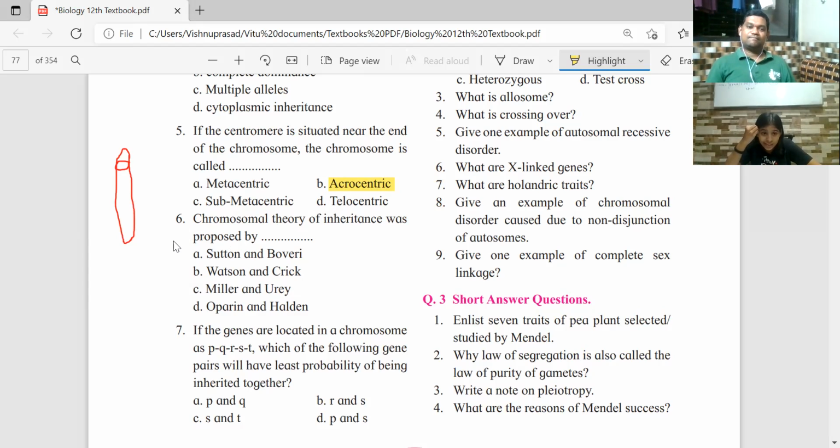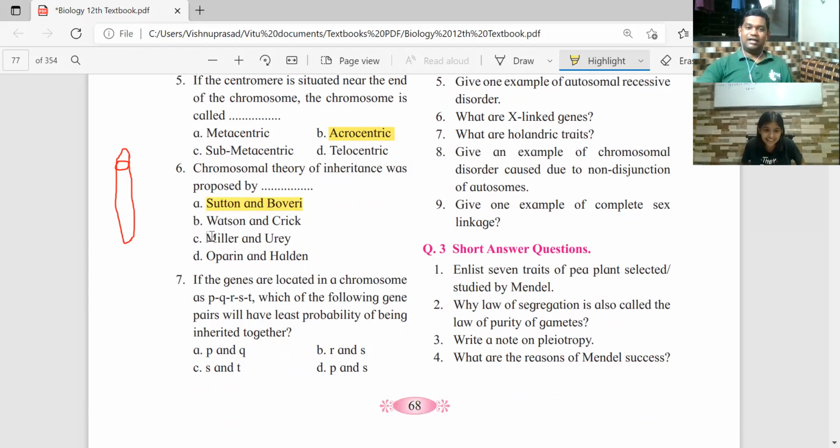The chromosomal theory of inheritance was proposed by Sutton and Boveri, right? Yes. And what did Watson and Crick do? They proposed the structure of DNA.